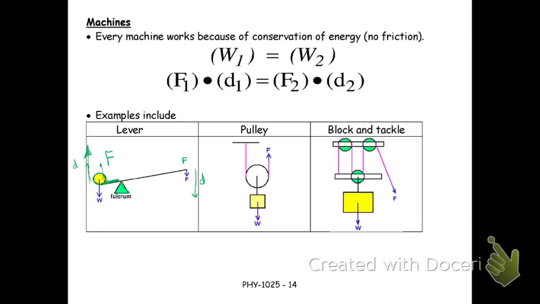So I get a big force moved over a little distance is the same as a little force moved over a big distance. You see how that kind of symbolism works? So it doesn't matter as long as the product is the same. So by having a big lever arm and a small lever arm, I can use a little force to move a big thing.